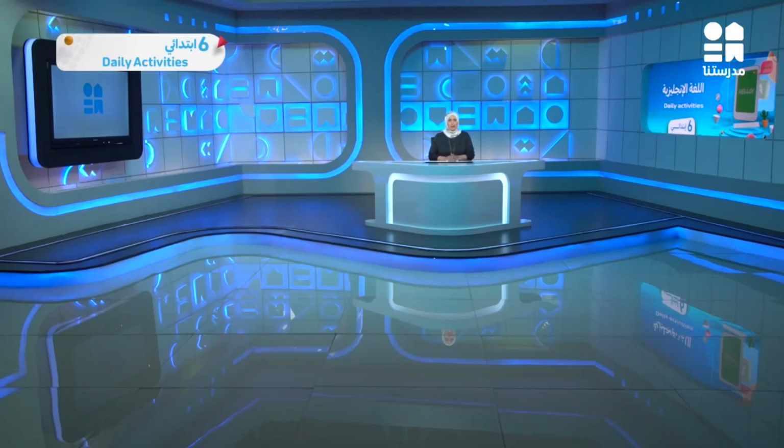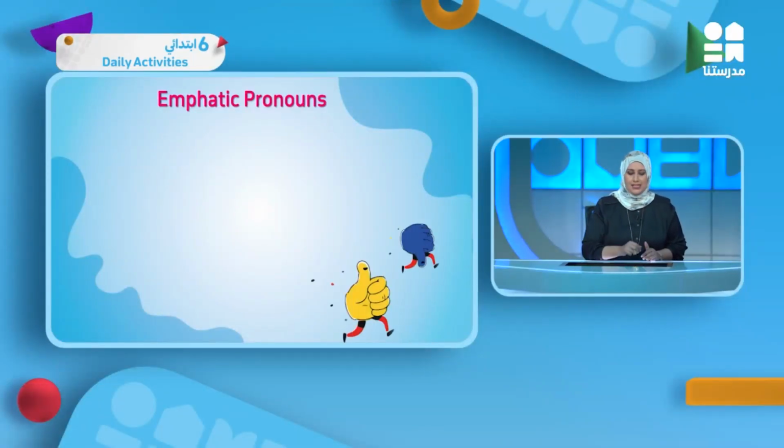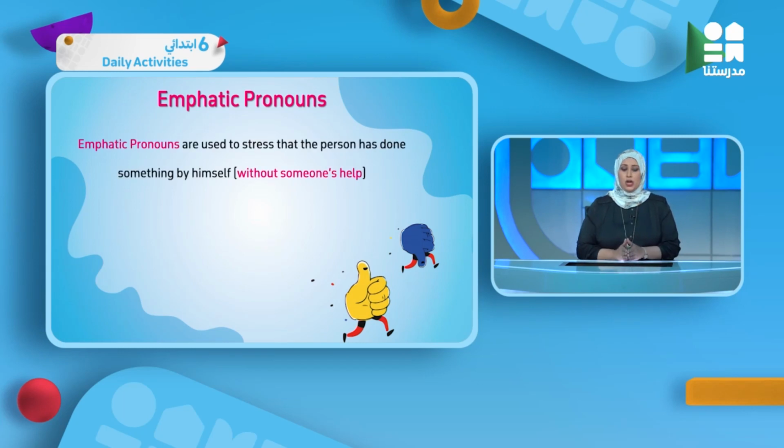So the next slide talks about something called emphatic pronouns. The word pronouns means الضمائر. Emphatic pronouns means ضمائر التوكيد. So let's have a look here. The emphatic pronouns are used to stress that a person has done something by himself. بستخدم ضمائر التوكيد عشان أأكد إن في حد عمل حاجة بنفسه أو لوحده. Okay? So without someone's help من غير مساعدة أحد.